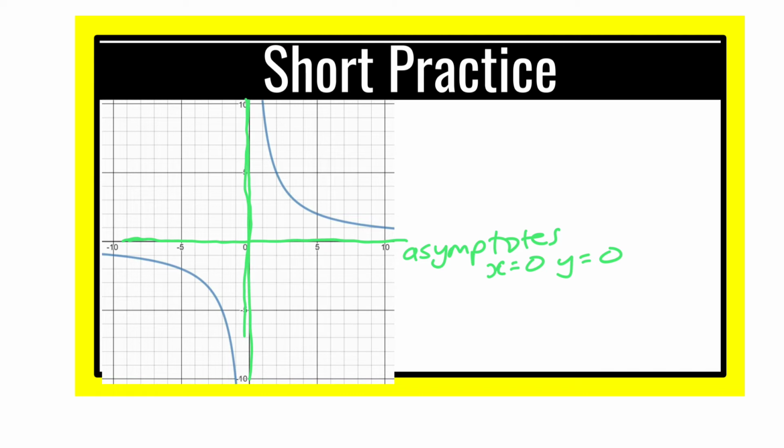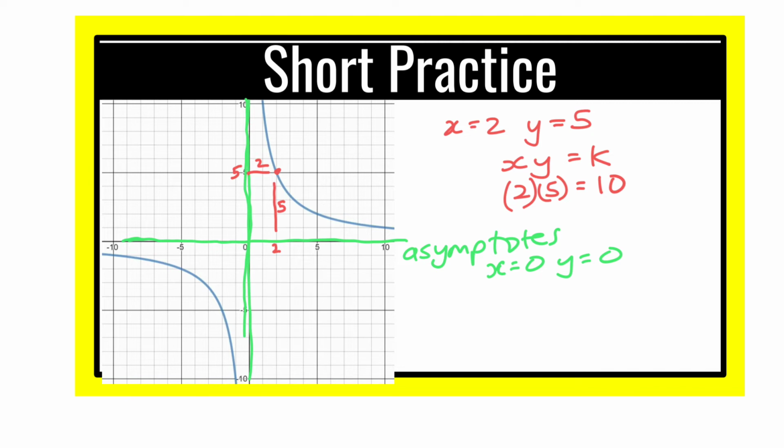Now, from the asymptotes, I'm going to look and find a point on the line. That looks like a good point there. If this is 2 and this is 5, so if I have 5 squares up and 2 squares across, so if x equals 2 and y equals 5, x times y equals k. So 2 times 5 equals 10. K has a value of 10. So my equation is going to be y equals 10 over x.